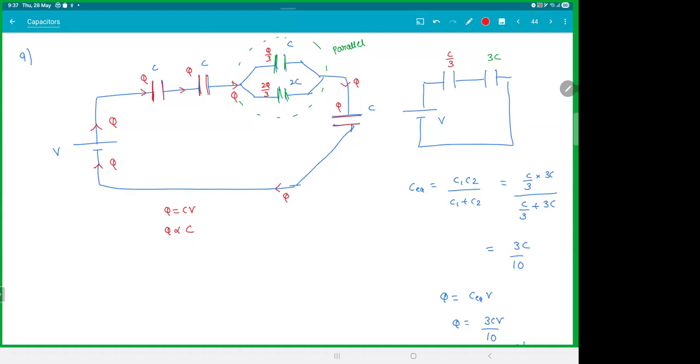Any doubt on the distribution? Yeah, most of you did get the C equivalent part, but clear with this? Take a break.